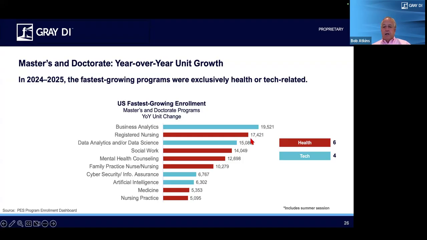Then we see RN ticking up at the master's level, almost 17,000. Social work up 14,000. Mental health counseling up 12,000. And FNP up some 10,000 students enrolled. And then finally, we have an increase in enrollment in medicine and nursing practice as well. Medicine's been a surprise to me too. Again, very constrained number of seats there, so it's encouraging to see some more doctors getting trained. I know, at least in Massachusetts, basic things like finding a general practitioner, extremely difficult, if not impossible. And there are a number of other medical professions where that's true.